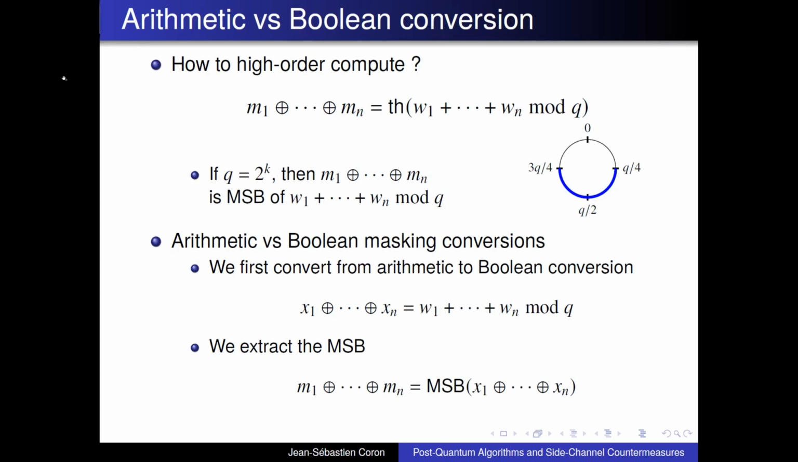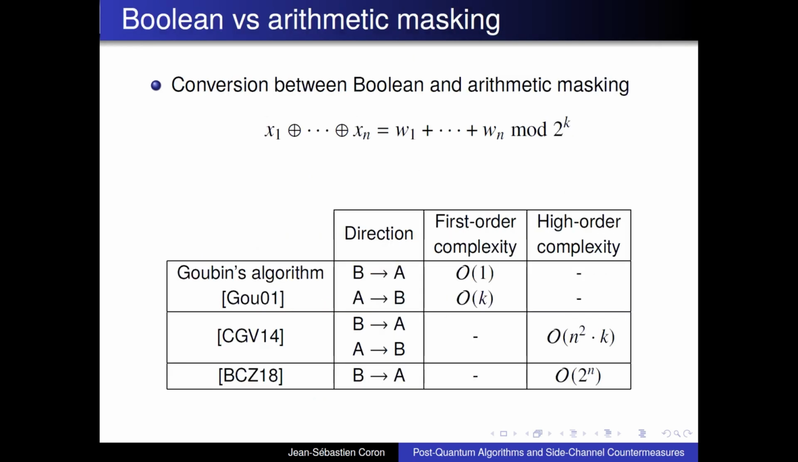And now I'm going to explain how to do this with Kyber when Q is not a power of 2, but a prime. But this is almost the same. First, I'm going to recall the main Boolean versus arithmetic masking conversions. The goal is to convert between arithmetic masking modulo a power of 2, modulo 2^k, and a Boolean masking.